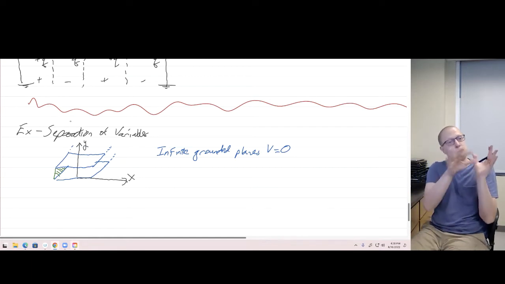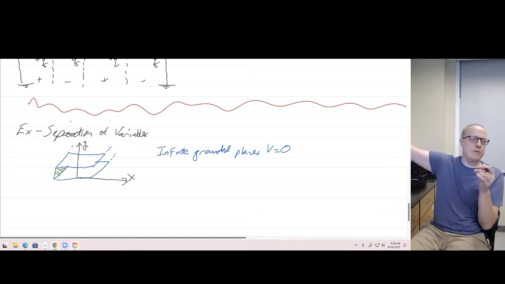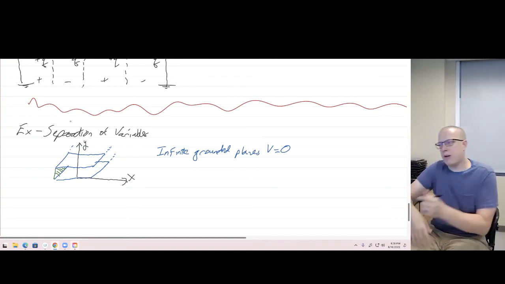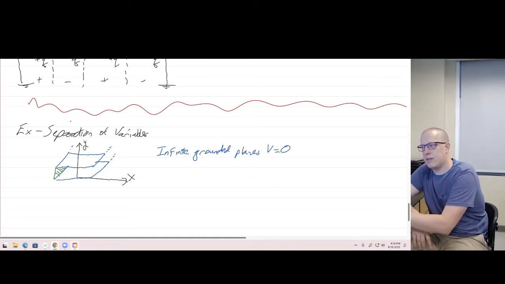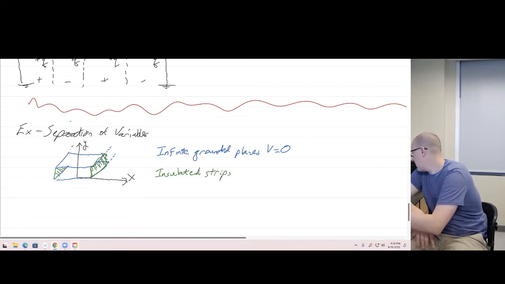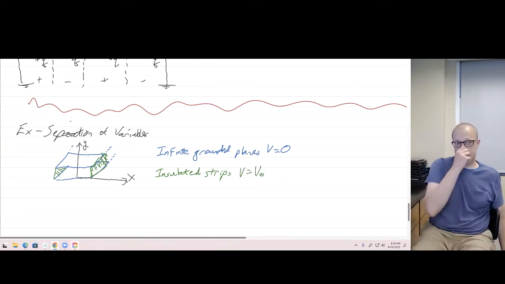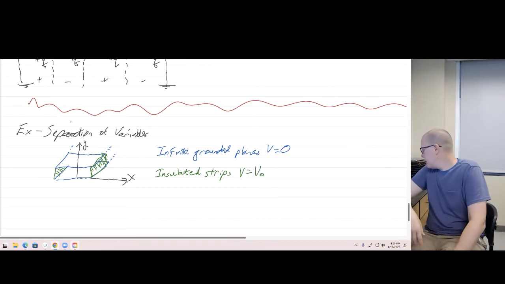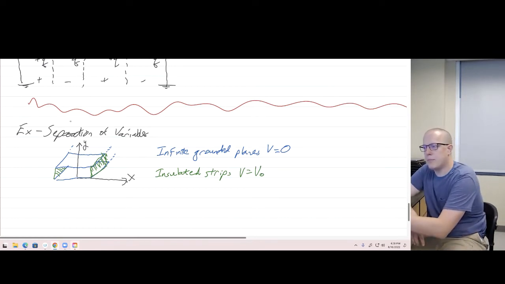And now for this one, to make it a little bit different, instead of having it go off to infinity to the right, we're going to cap it off at the other side. And we're going to have something that looks like this. And so we have these insulated strips where the potential is equal to a constant. We'll just call that constant V naught, right?